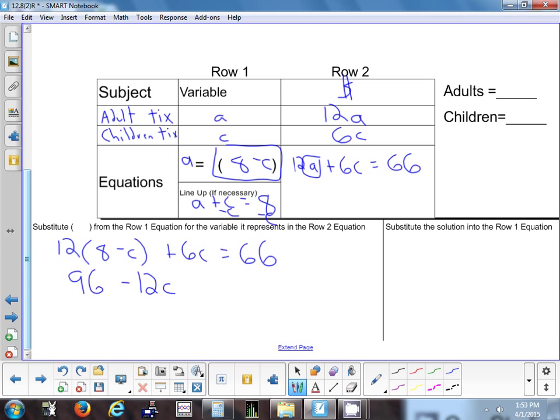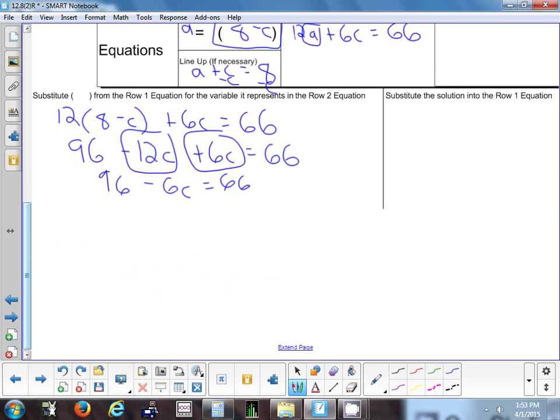Plus 6C equals 66. And then you add the 2 C's. Combine like terms, right? What do I get? Negative 12 and a positive 6? Negative 6C. 96 minus 6C equals 66. And then subtract the 96 from the other side of the equal sign, and then you get negative 30. And you divide the negative 6C by negative 30.